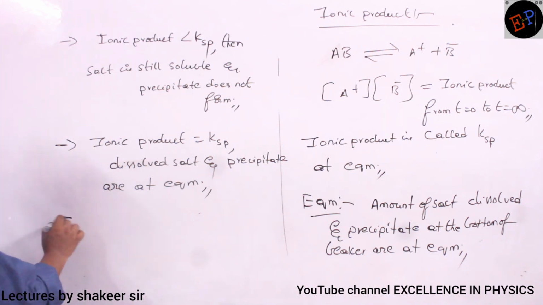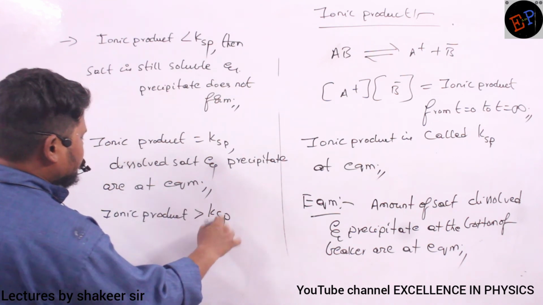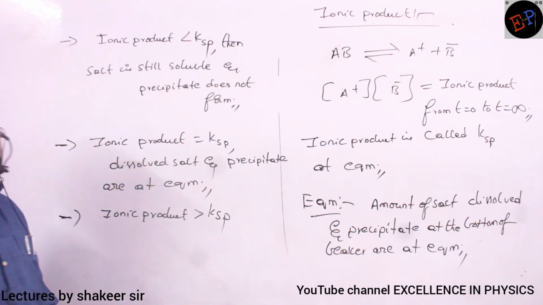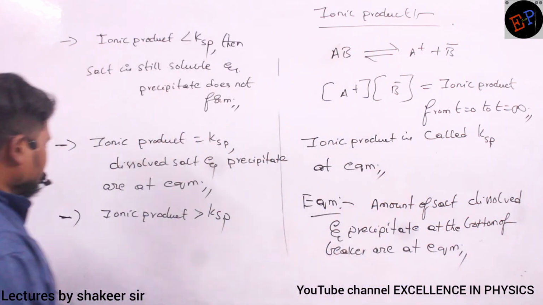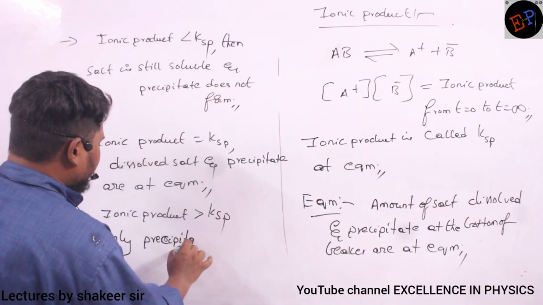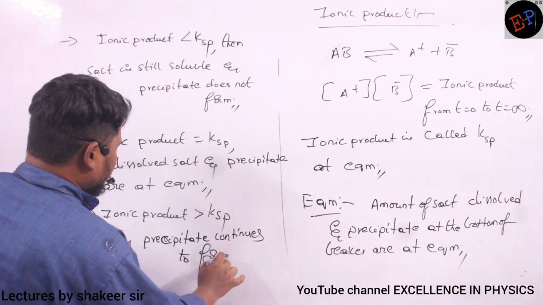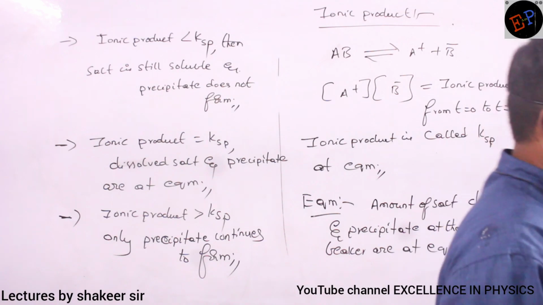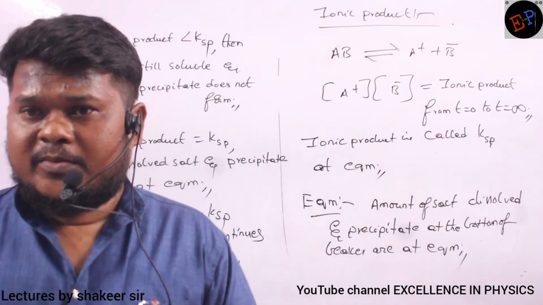Clear? Third condition. Ionic product is greater than Ksp. Then what happens? If ionic product is greater than Ksp, then what is the meaning of this one? Now salt doesn't dissolve, only precipitate continues to form. Is it clear? So this is the relation between ionic product and Ksp of a salt. That's it. Okay? So make a note up to here.